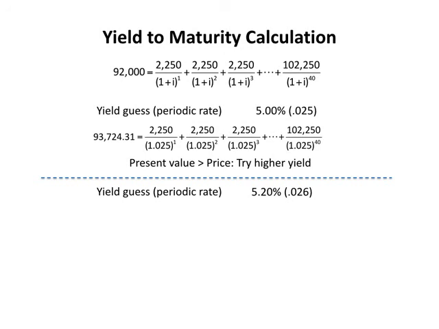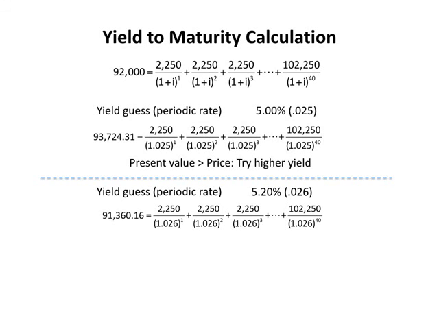Thus, every divisor on the right-hand side of the equation becomes 1.026. That would generate a present value of the cash flows of $91,360.16. Now the present value is less than the actual price, which means the discount rate was too high in this instance. So the yield must be less than 5.2%. But now the correct yield is bracketed. It's somewhere between 5 and 5.2%.